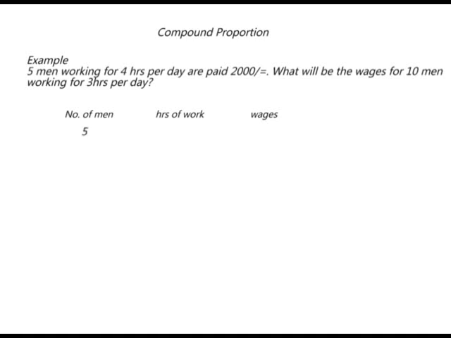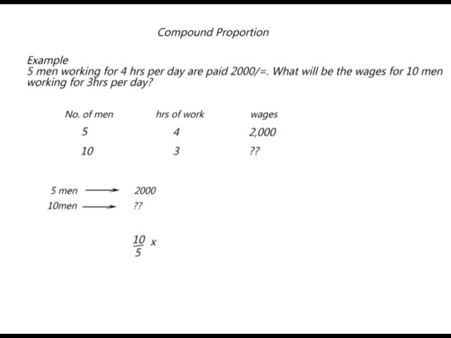5 men working for 4 hours are paid 2,000 shillings. 10 men working for 3 hours will get how much? So the missing quantity is wages. Compare each of the other quantities in relation to the wages. We start with the number of men and wages. At this point, we ignore the hours of work. If 5 men are paid 2,000 shillings, would 10 men be paid more or less? Of course it's more, so we need an increasing fraction. 10 over 5 times, leave it there.